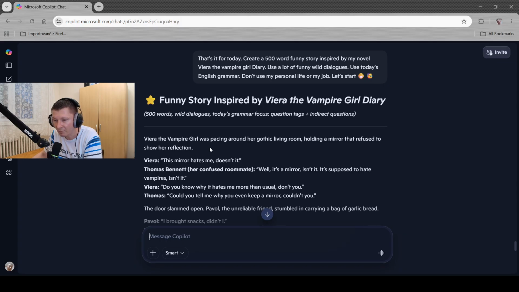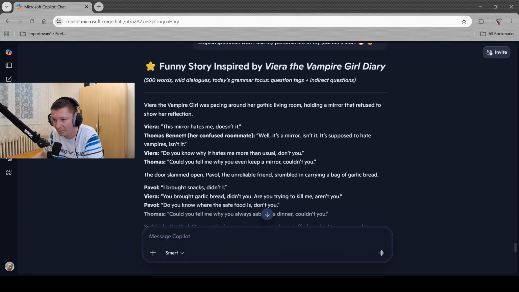Viera the Vampire Girl was pacing around her gothic living room holding a mirror that refused to show her reflection. Viera, this mirror hates me, doesn't it? Thomas Bennett, her confused roommate. Well, it's a mirror, isn't it? It's supposed to hate vampires, isn't it? Viera, do you know why it hates me more than usual? Don't you? Thomas, could you tell me why you even keep a mirror? Couldn't you? The door slammed open.